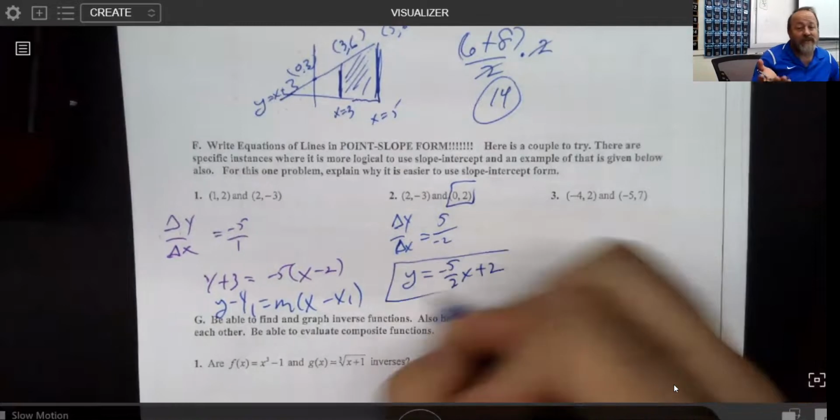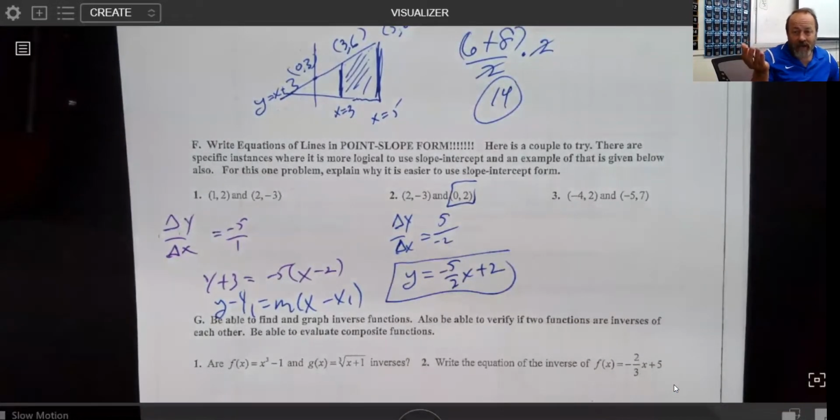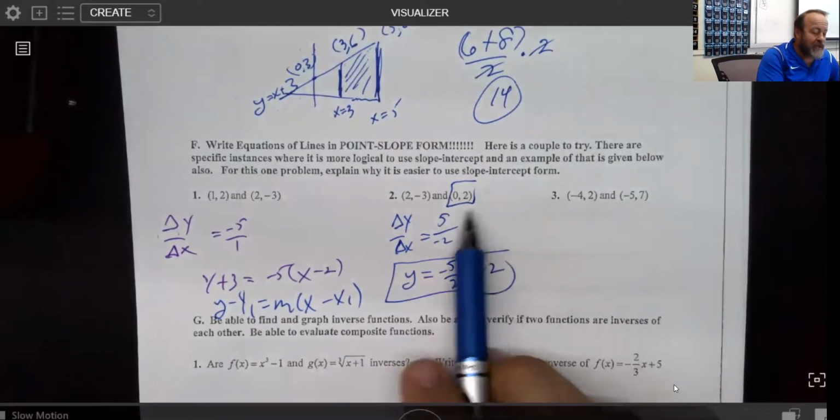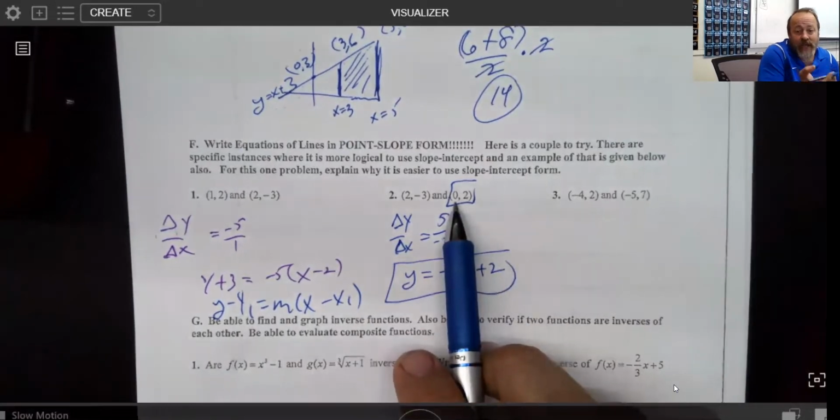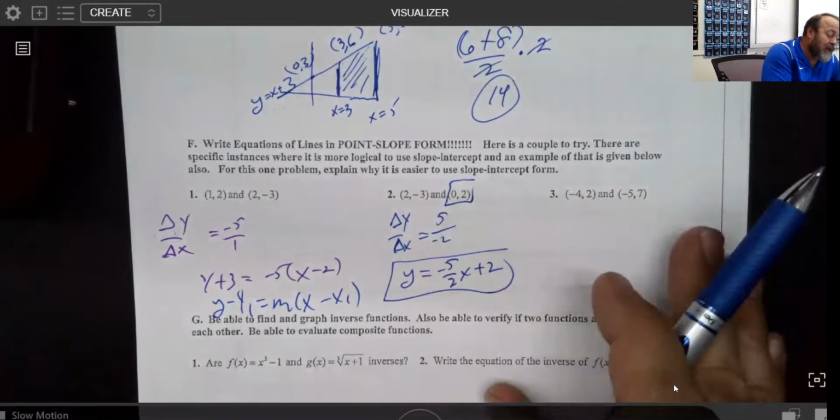I mean, I could do point slope, but it's kind of silly to write down, because x minus the x value, it's x minus 0, which is just x. I mean, it's just silly to do that.